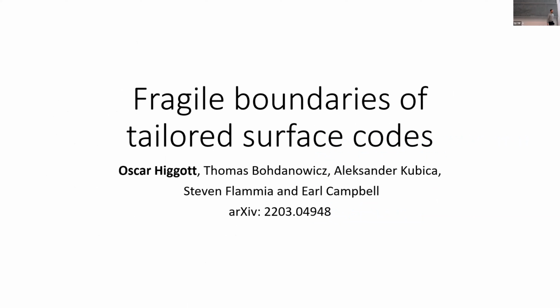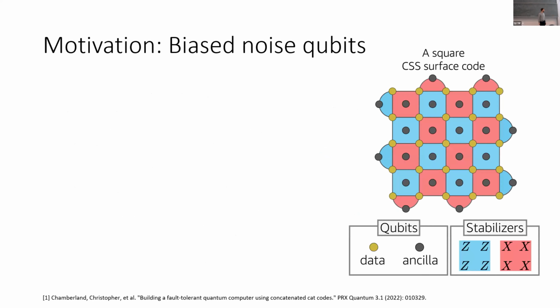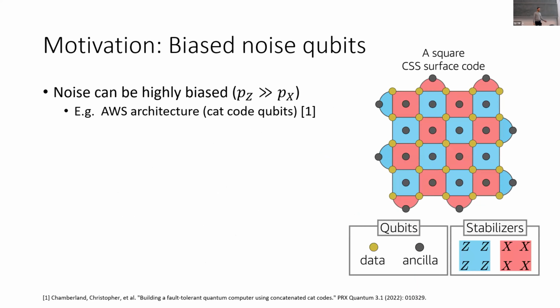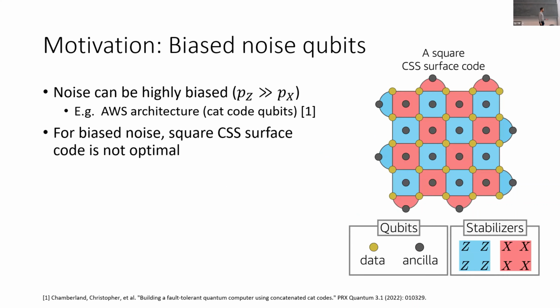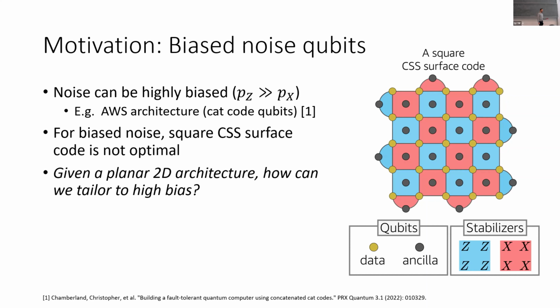Okay, so in this part of the talk, I'll be talking about fragile boundaries of tailored surface codes. This is joint work with Tom, Alex, Steve, and Earl, and the arXiv can be found there. As with Joschka's part of the talk, we're also interested in biased noise, as for example in the AWS cat qubit architecture. As already mentioned, the square CSS surface code is not optimal for biased noise. So what we focused on is, given a planar 2D architecture, how can we tailor it to the high bias?